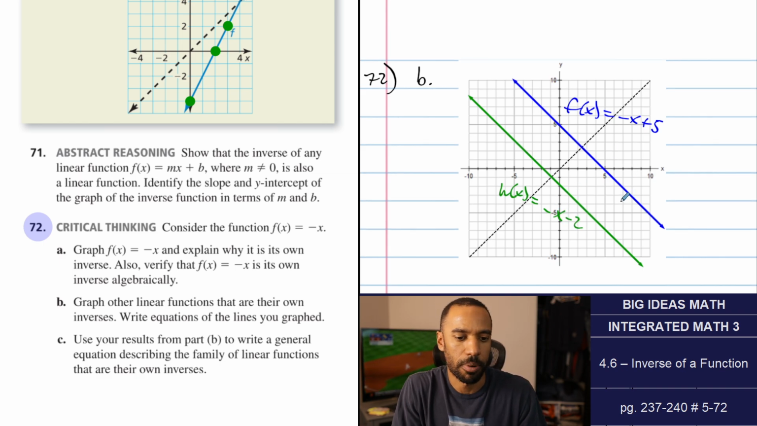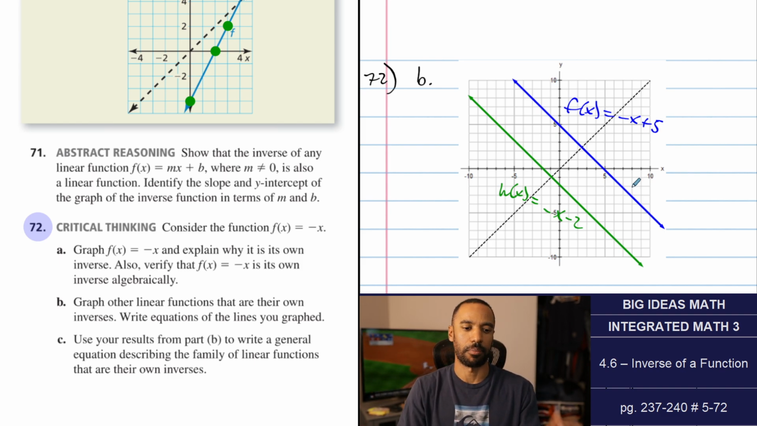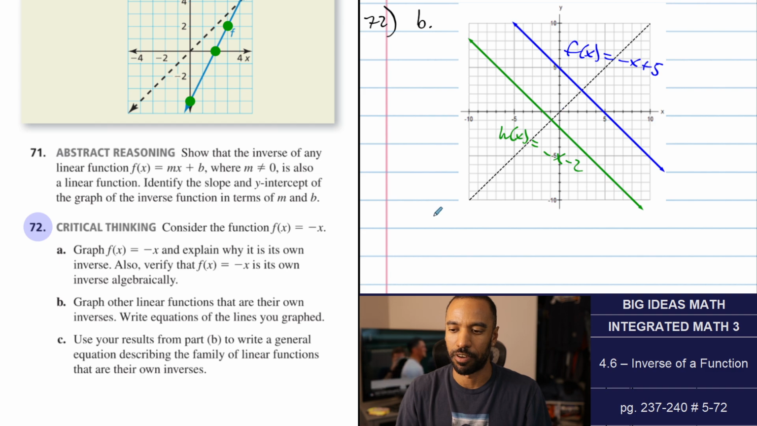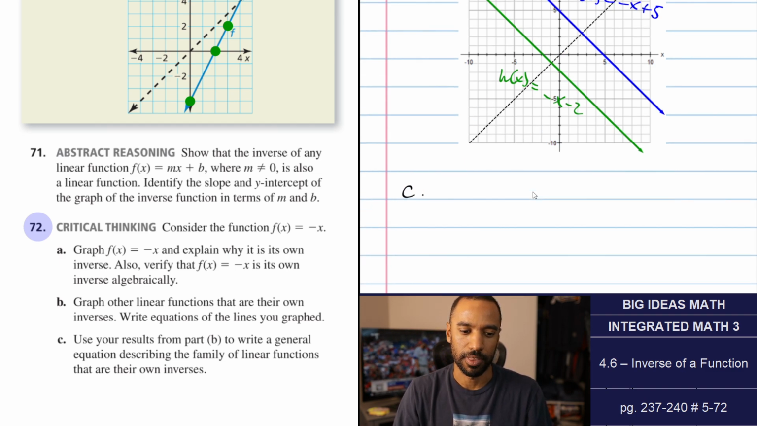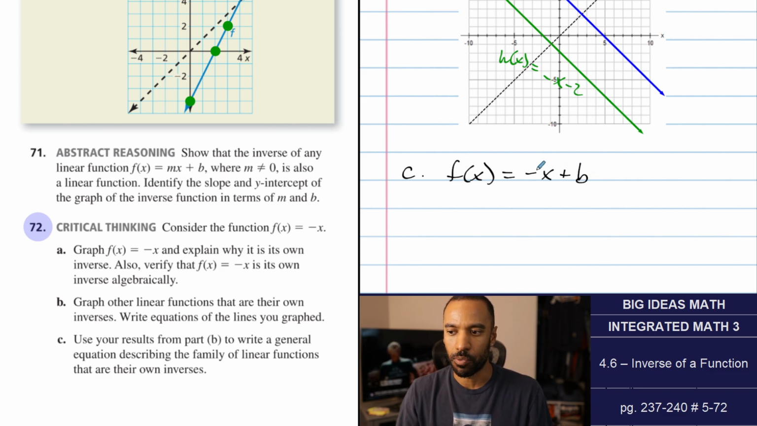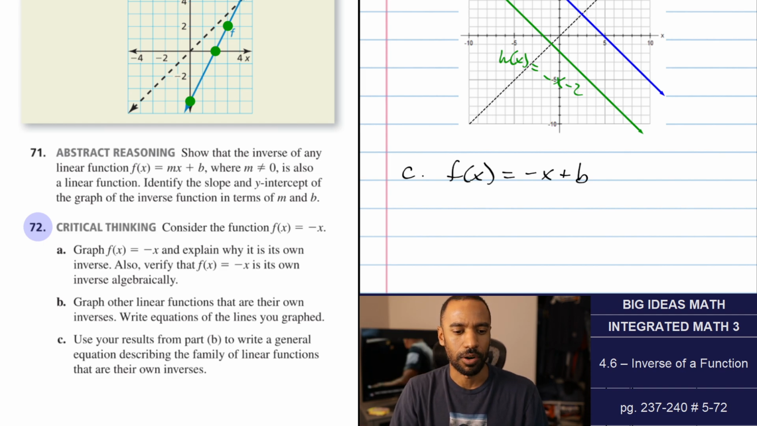Part C, use your results from Part B to write a general equation describing the family of linear functions. Oh, they're linear. I didn't even see it say linear, but yeah, I can't think of other functions beyond it. So use results to write a general equation describing the family. They are f of x equals negative x plus b, basically. To me, that's the thing. B can be any y-intercept, but you need a slope of -1. But yeah, something like that where that thing works out.